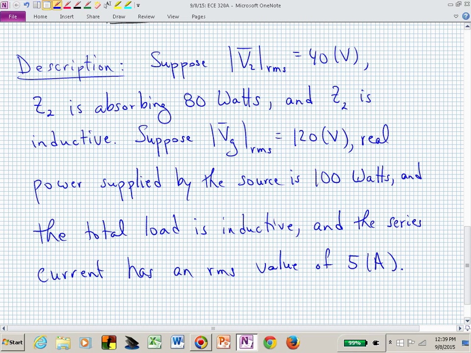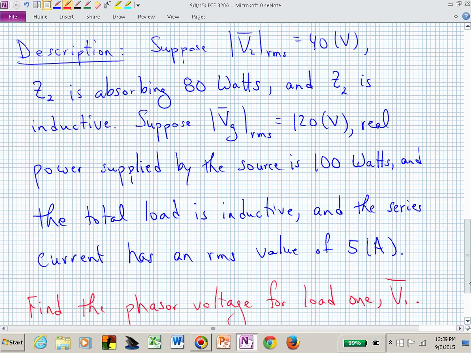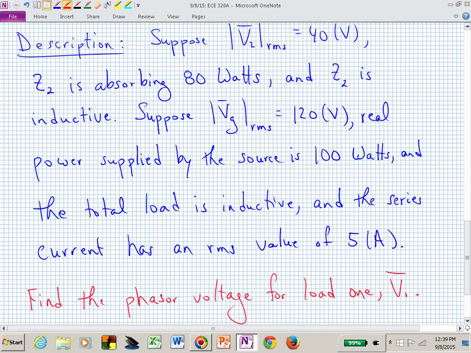There's our description, or the given information, associated with this fairly basic system, a generator or a source and two loads connected in series. What you're asked to find now is the phasor voltage for load one. That's what we need to find.